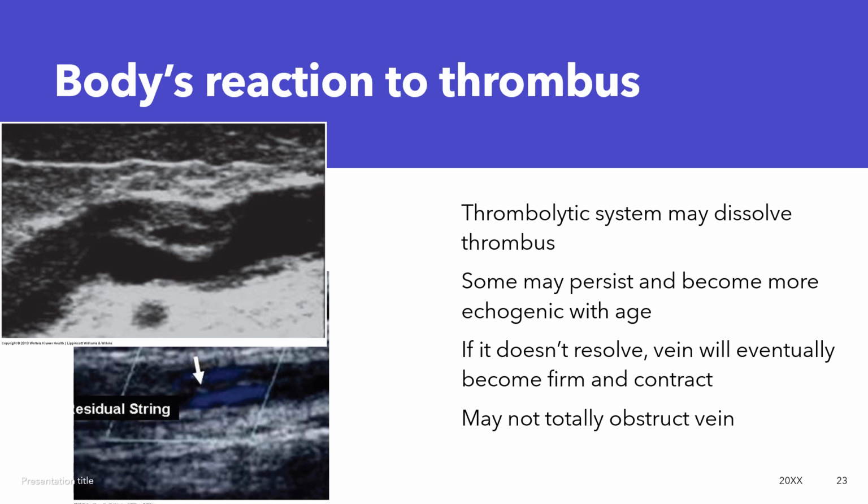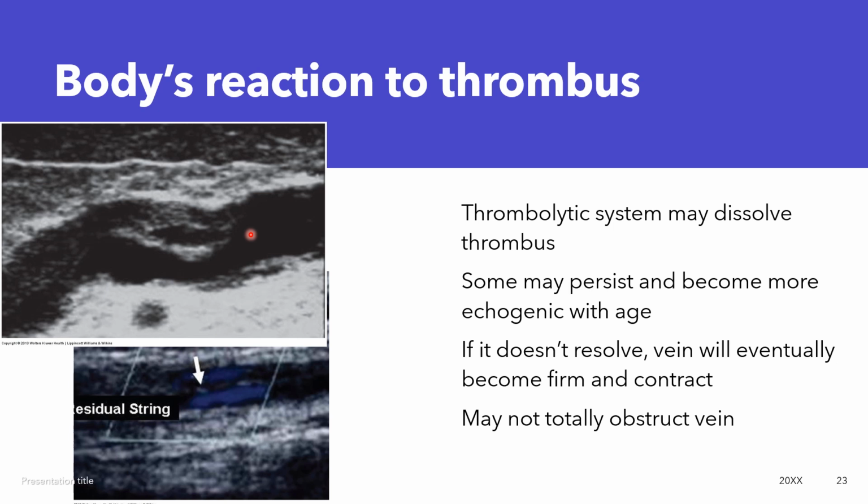So if that thrombolytic system is able to begin breaking down some of the clot, you might see something that looks a little bit like this. It's kind of a complex or mixed echogenicity in the clot. This is probably more of a chronic clot that is starting to necrose or break down. And so this one may or may not be resolved eventually. Other clots are never going to be resolved and will just stay chronic and echogenic indefinitely.